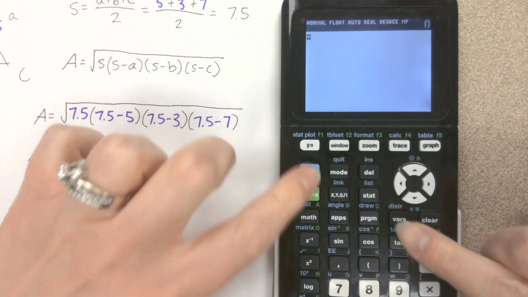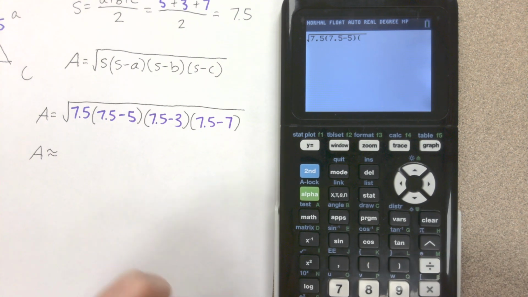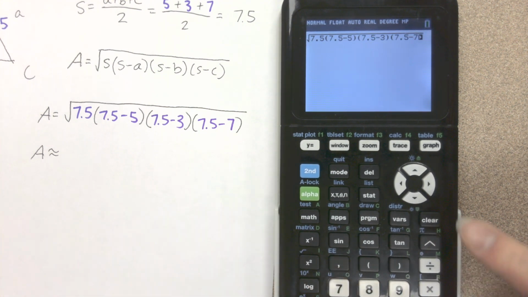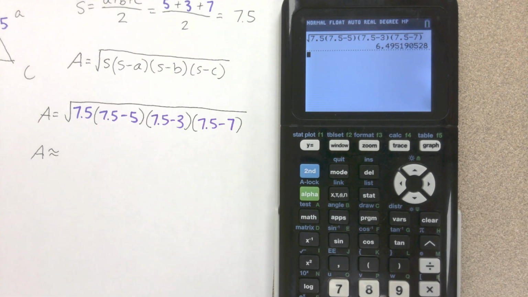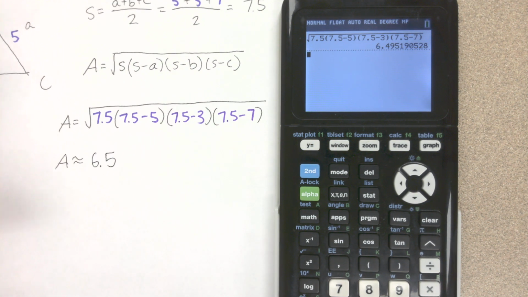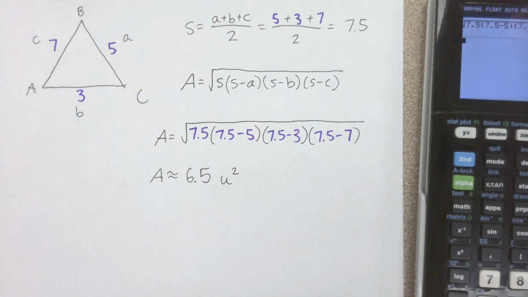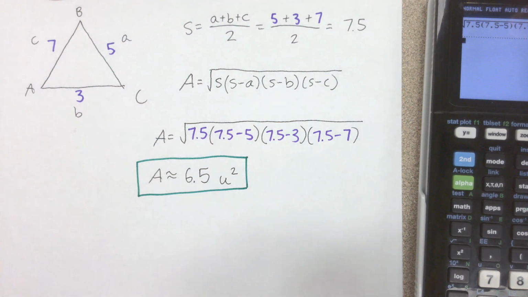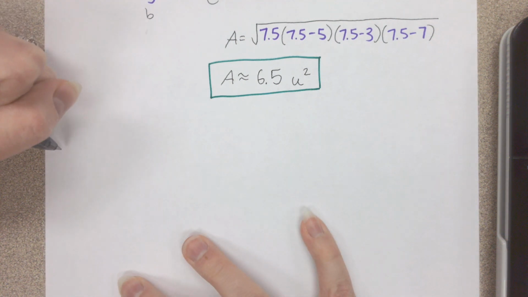So take your time on this. We have 7.5, 7.5 minus 5, 7.5 minus 3, 7.5 minus 7. And, per usual, round to the nearest tenth, 6.5. And there's no units given, so I'm just going to write U squared, U for units. All right, 3 more. Number 8.